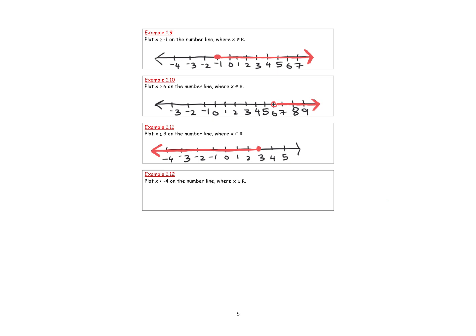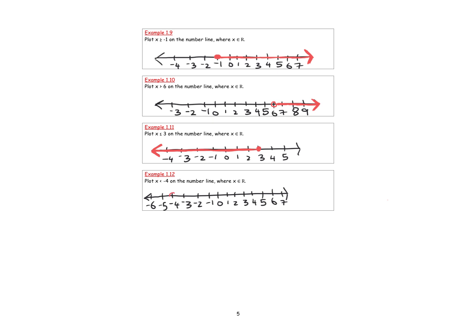Example 1.12 then, it says plot x is less than -4 on the number line where x is an element of R. Again, I'm going to draw my number line. We have 0. Okay, so it's less than -4. Now, it doesn't include -4.